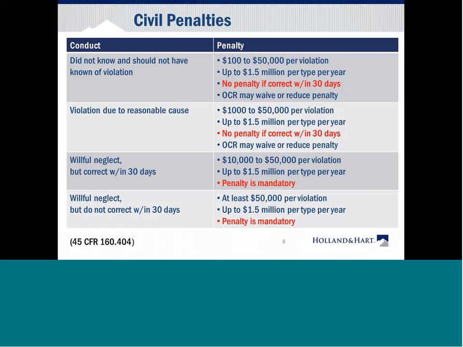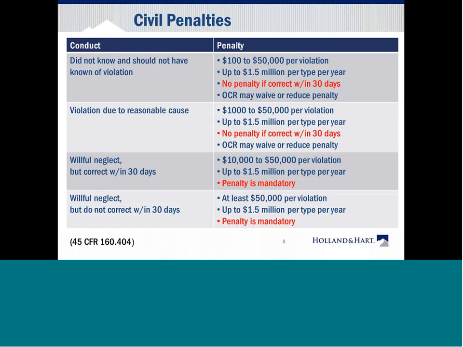If you act with willful neglect but don't correct it within 30 days, then it's a mandatory fine of at least $50,000 per violation. You see, when the government first came out with HIPAA, it seemed like they really weren't enforcing it. And so the privacy advocates got involved, and as part of the HITECH Act, they ratcheted up the penalties and made the penalties mandatory if you act with willful neglect. You don't want to go anywhere near acting with willful neglect. So we're going to talk about the things you need today to ensure that you're not acting with willful neglect.